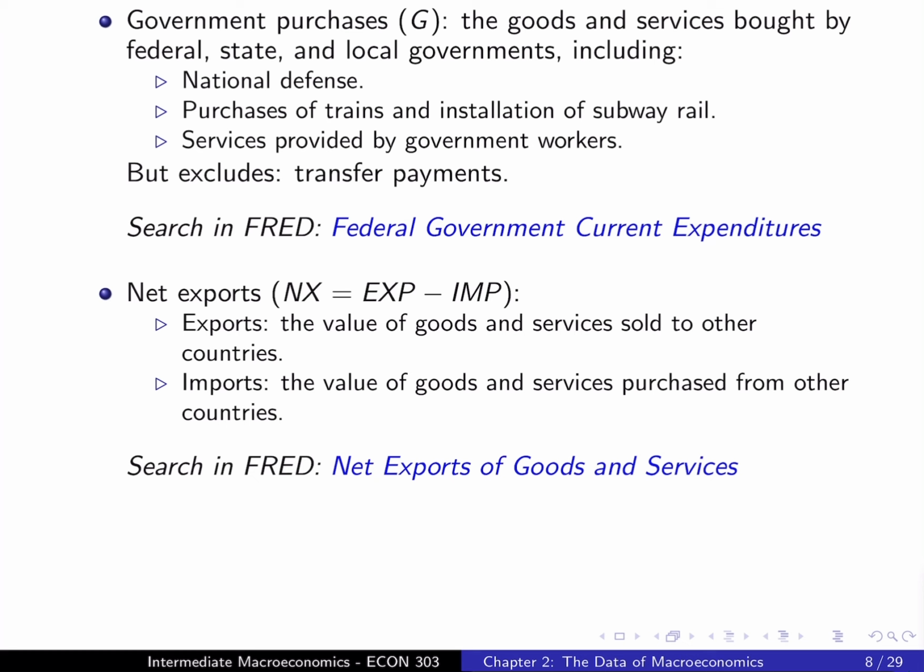Net exports, NX, are the value of exports minus the value of imports. Exports are goods and services sold to other countries or foreign buyers. Imports are goods and services purchased from other countries or foreign producers. Net exports capture the net foreign demand for domestically produced goods and services. You can click the link to look up net exports of goods and services.